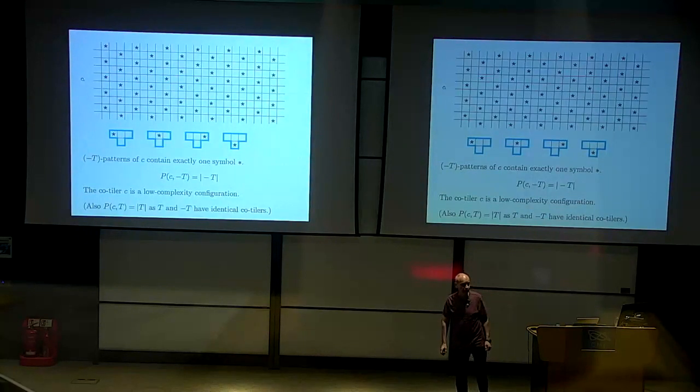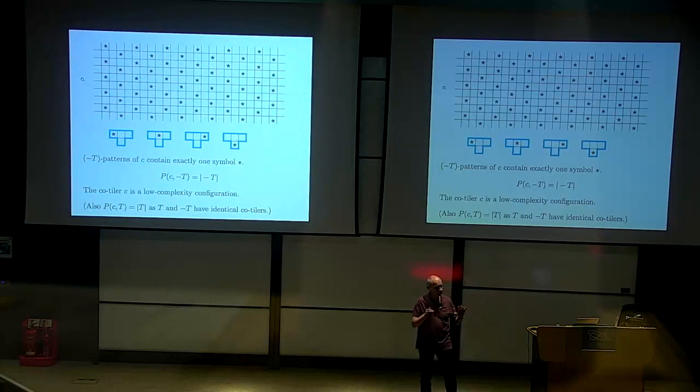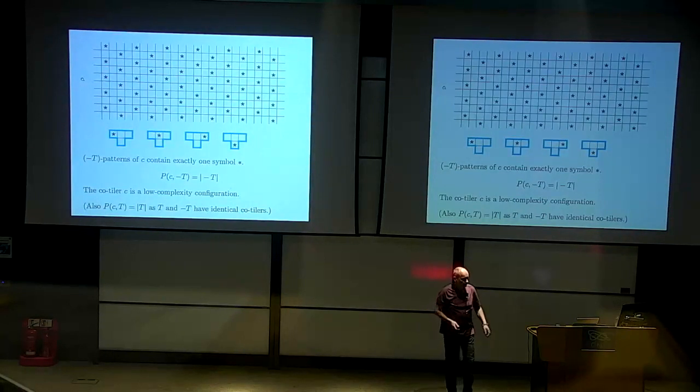It's actually an interesting fact that it is also a low complexity configuration with respect to the original tile, which is not so trivial. It's still not very complicated, but it's a nice exercise for students to show that the co-tilers of a tile and the inverted tile are exactly the same set. So if you take a tiling by translates of a single tile and you rotate all the tiles 180 degrees in place, you don't rotate the whole tiling around, you just rotate each tile locally, it's a valid tiling by the rotated tiles. So this is also low complexity with respect to T, not only minus T. Doesn't matter. It's low complexity anyway.